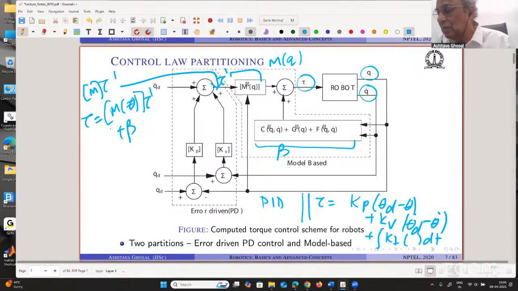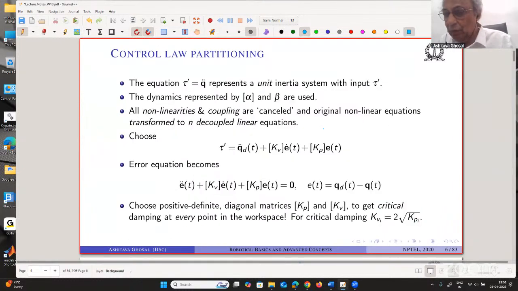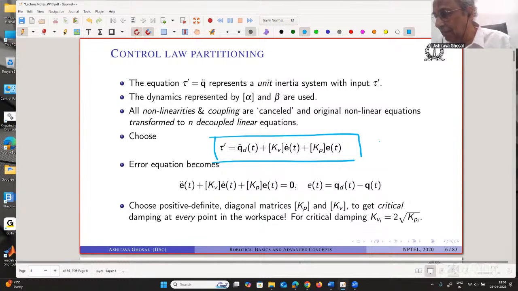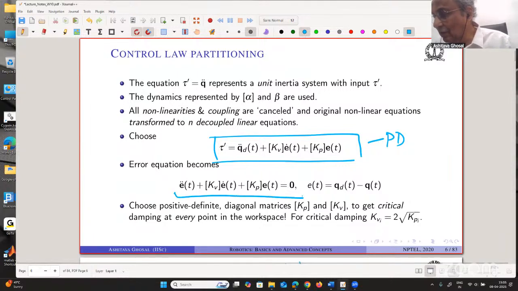So this is what is called a model-based controller. Basically, why model-based? Because we are using the model. We are using the mass matrix, the Coriolis term, the gravity term, and some effect of friction. So now, if we were to do this, and go back and see, this is the PD controller, because I is also there, but PD is enough, you will get something which is called a linear error equation.